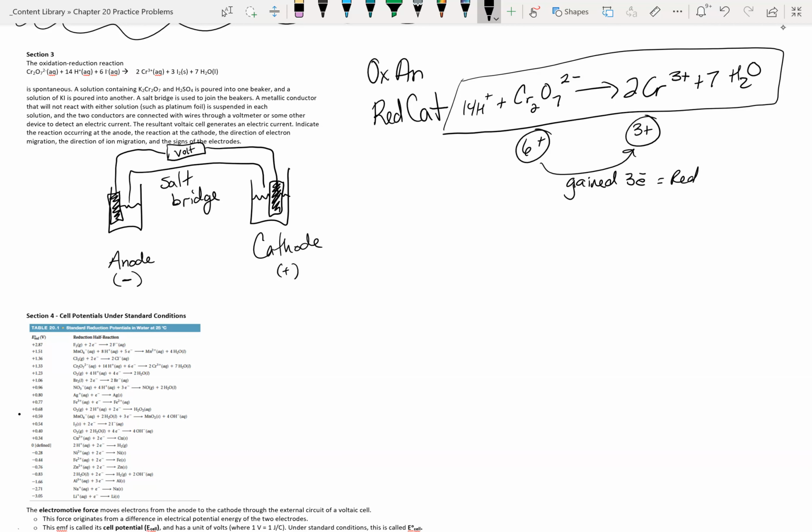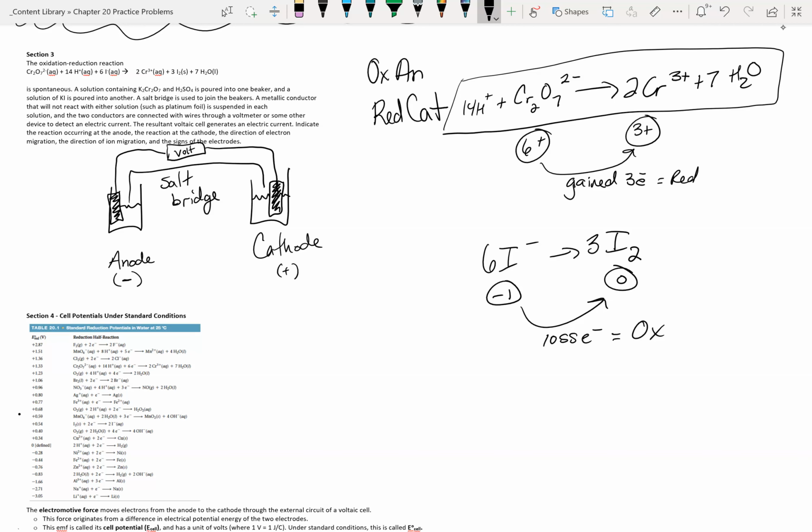Since we know that this one gained electrons, and gain means reduction, we know that the other reaction, the one with the iodines, is going to have a change from -1 to 0 because it's elemental, remember. When this happens, this is going to be a loss of electrons, which means oxidation.